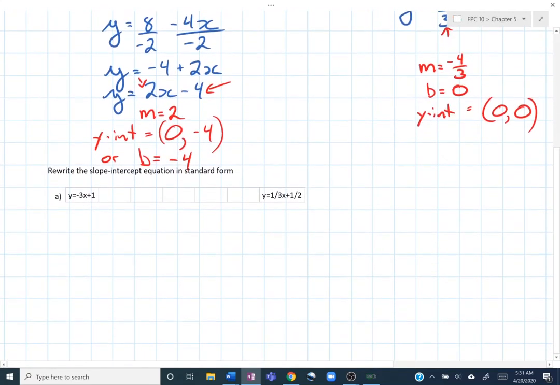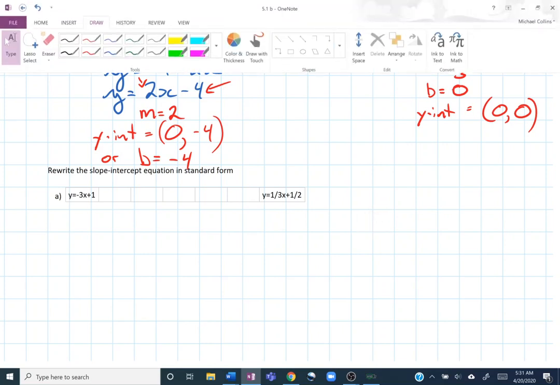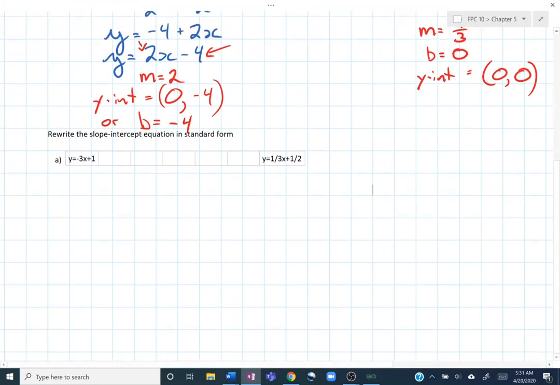Second one, rewrite the slope-intercept equation in standard form. We already did a couple of these in the notes, but we're going to take another look at them because they're important anyway. I'm just going to rewrite them because I find they're a little bit nicer to read handwritten than they are typed up. So in slope-intercept, to write the equation in standard form, we have to solve for the constant first. That's what we're going to do first.